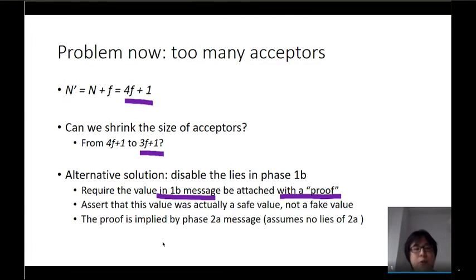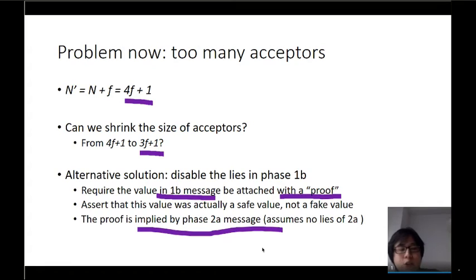And the proof we are looking for is actually implied by the phase 2A message in the previous ballot. Because if in the previous ballot the phase 2A message was ever sent out, then it means that this value was actually proposed by the leading acceptor in the previous ballot, right? So if we assume there is no fake phase 2A message in the system, then we can do this in an alternative solution.